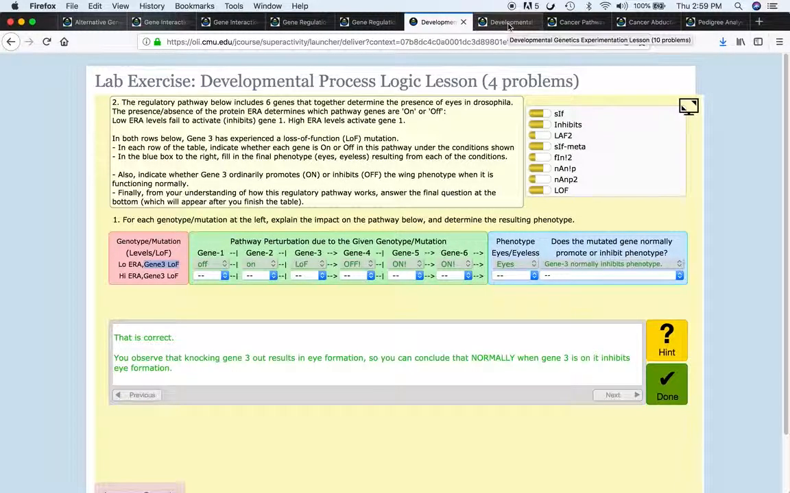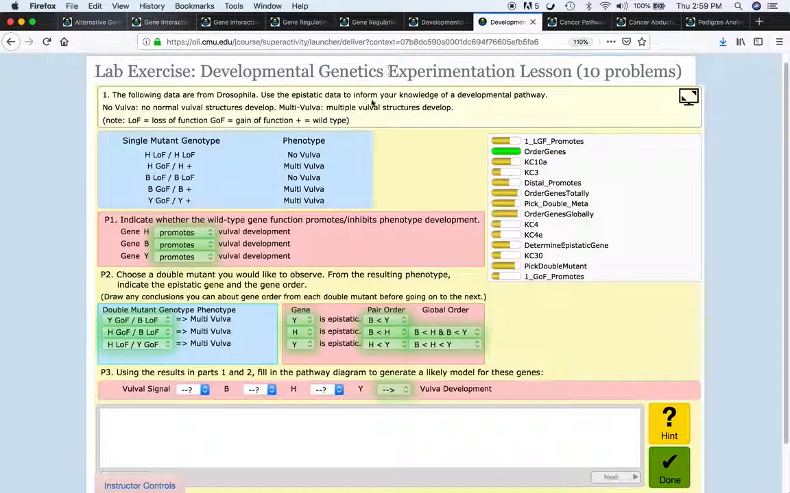In the backward version or the experimental version of this lesson, they're given a set of strains, and by performing crosses, by performing experiments, they learn about how the genes are ordered in a pathway and whether each step in this pathway is activating or inhibiting the next step in the pathway.